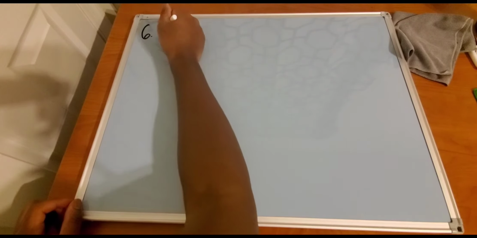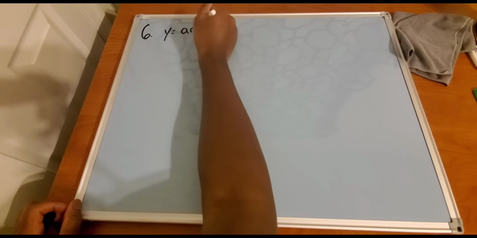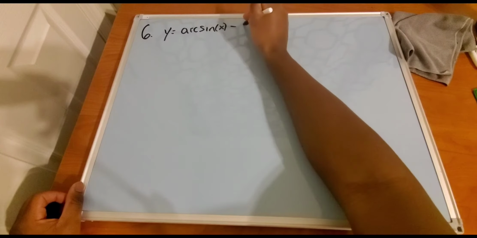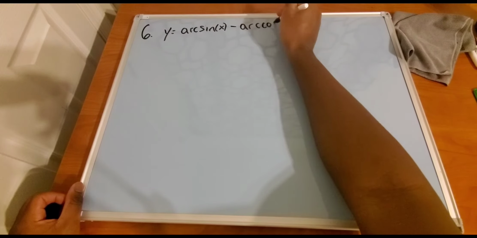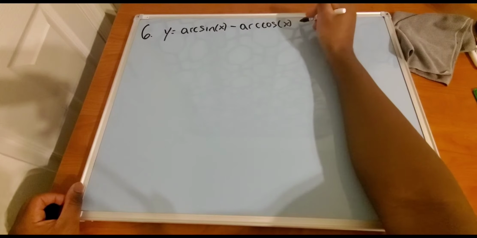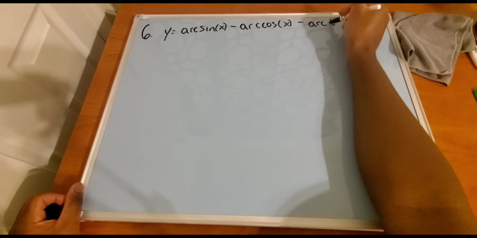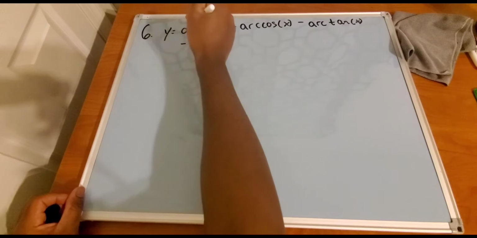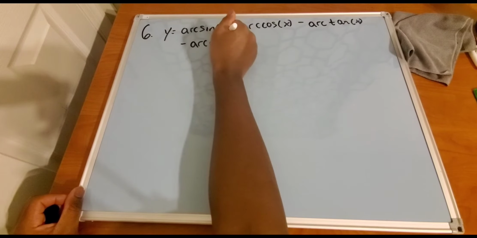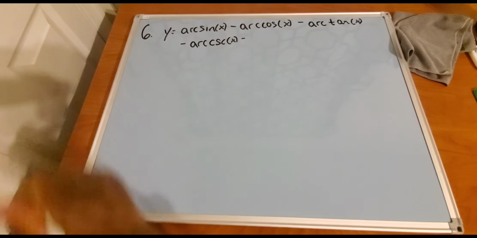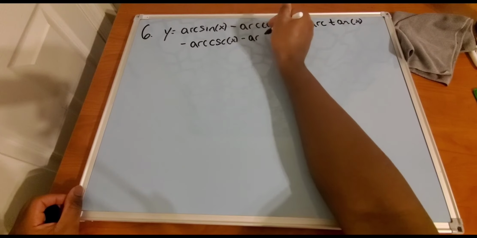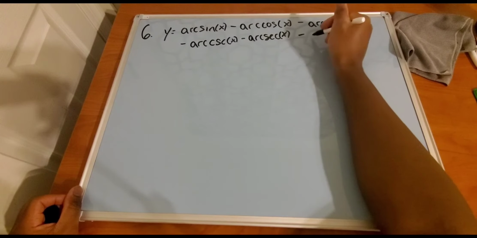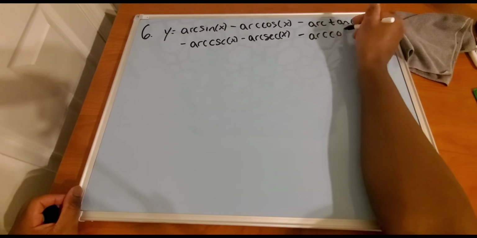have y is equal to the arc sine of x minus the arc cosine of x minus the arc tan of x minus the arc cosecant of x minus the arc secant of x minus the arc cotangent of x.